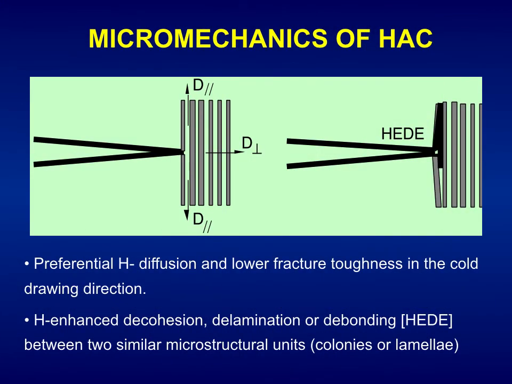Here we have a schematic of the micromechanics of hydrogen-assisted cracking in progressively drawn pearlitic steels. In the most heavily drawn steels, we have preferential hydrogen diffusion in D parallel in the direction of the plates, the fibers, and lower fracture toughness in the cold drawing direction or fibers direction. Then, with this preferential diffusion, as a consequence, we have hydrogen-enhanced decohesion, delamination, or debonding, HEDE, between two similar microstructural units, colonies or lamella.